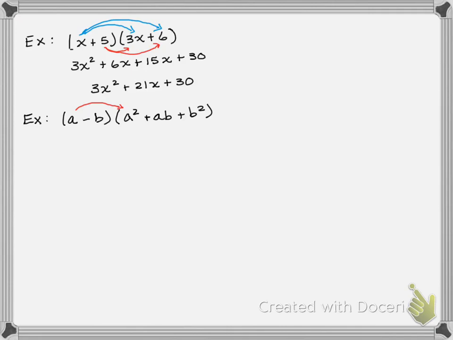So a times a squared, a times ab, and a times b squared. So a times a squared, that is 3 factors of a. And then a times ab gives me 2 factors of a and 1 factor of b, so a squared b. And then a times b squared is 1 factor of a, 2 factors of b, so ab squared.